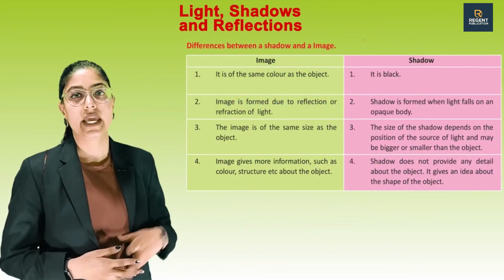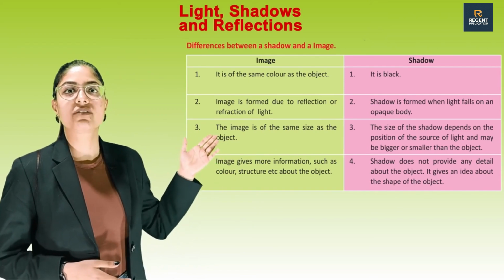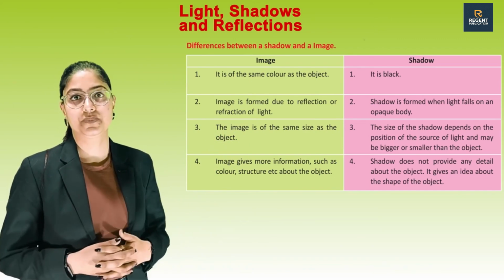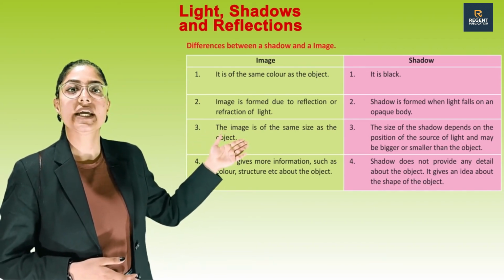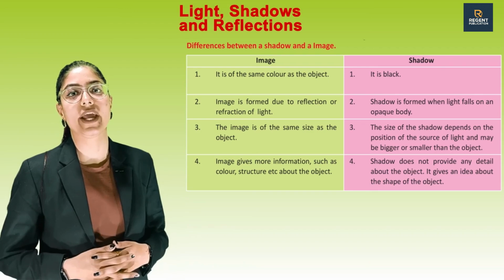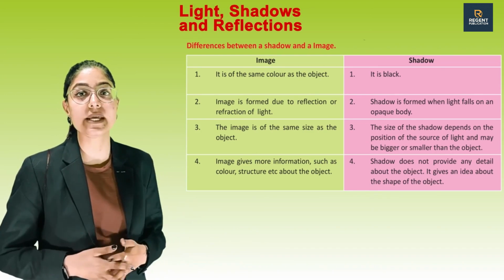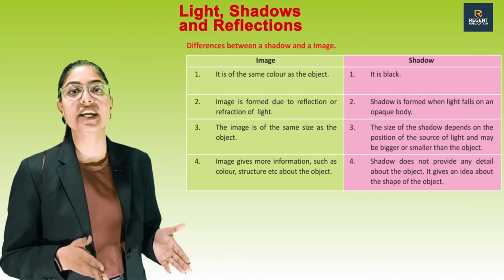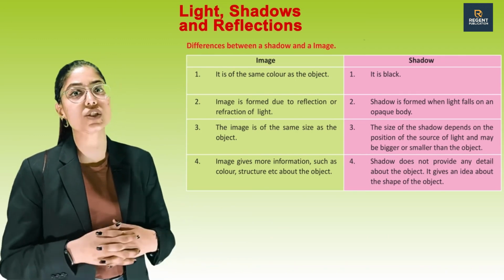Difference between a shadow and an image. See this table. Image and shadow. Image: it is of the same color as the object. Shadow: it is black. Image is formed due to reflection or refraction of light. Shadow is formed when the light falls on an opaque body. The image is of the same size as the object. The size of the shadow depends on the position of the source of light and may be bigger or smaller than the object.